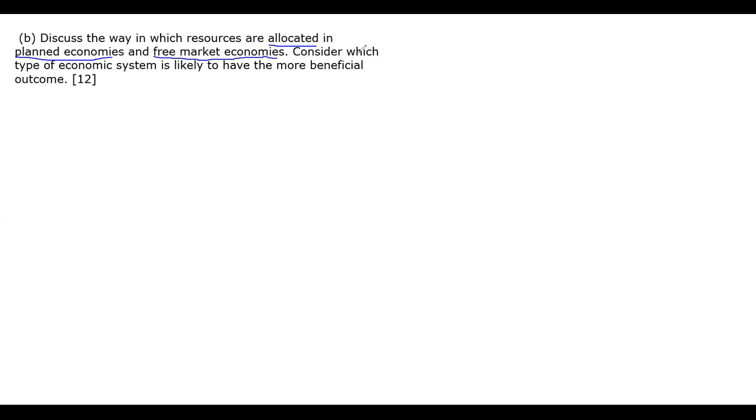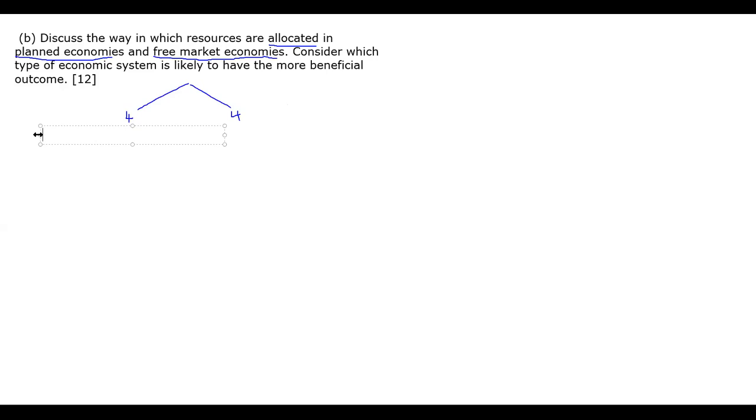To be honest, I'm not going to fully do this one because it's a lot of rote-learning type stuff. Just look at stuff from your notes. There's not a lot I can explain in this. But just to explain what you'll be looking at: for 4 marks, you're going to talk about planned and how resources are allocated there. And for 4 marks, you're going to talk about free market. And understand, don't just talk about the advantages and disadvantages of planned and free market.